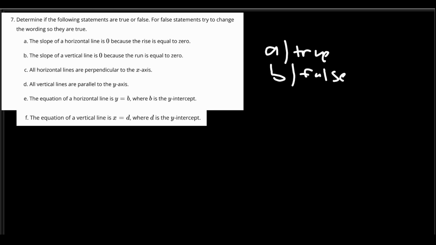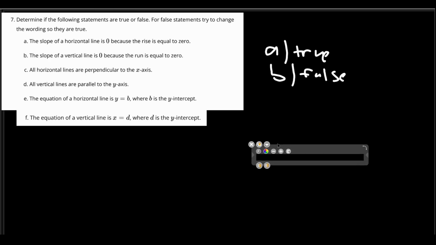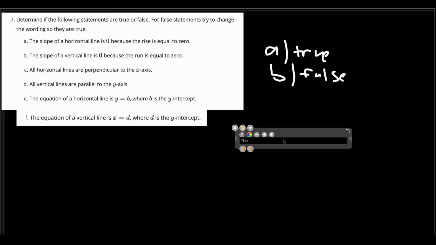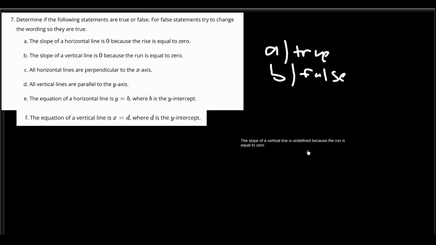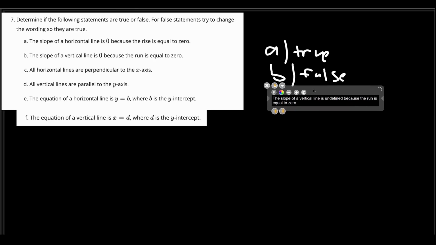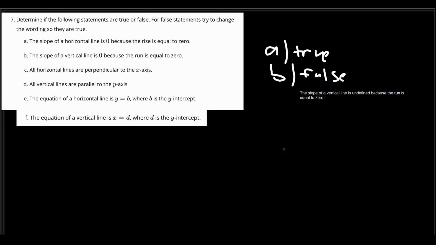So I'll just make a text bubble. That's not it. How do I make it a text bubble here? This thing? Okay, I got it. So the slope of a vertical line is undefined because the run is equal to 0. Alright, next. That is the answer to B. And now we can move on to C.